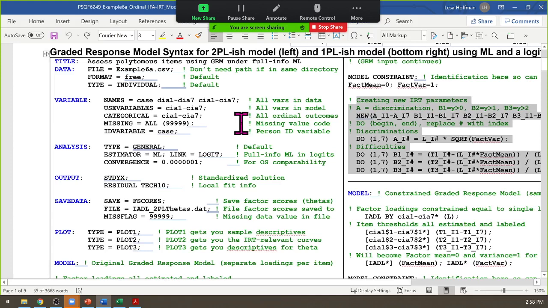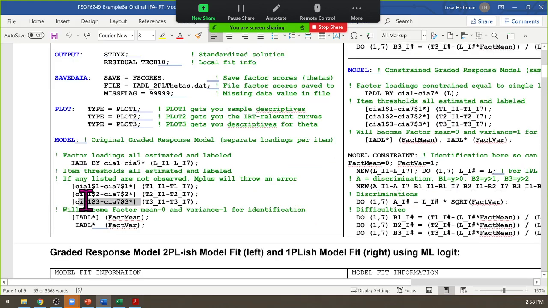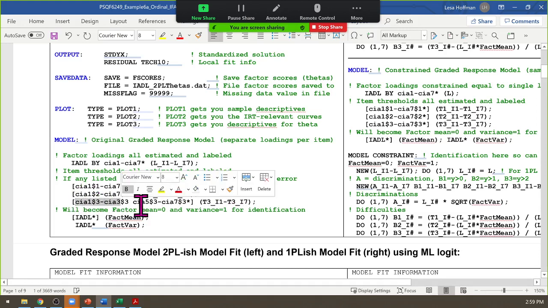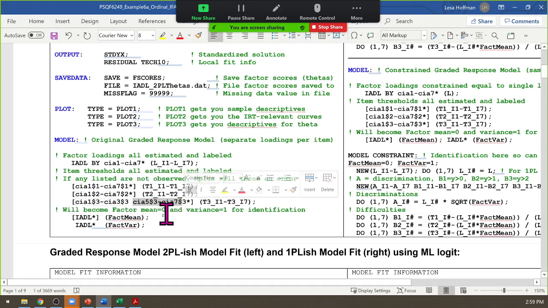So for instance, let's say that I was missing the last threshold for item 4, but I had it for all the others. Then what I would need to do is to shorten my list here to 3, and then 5 through 7. So this is items 1 to 3. This is items 5, 6, 7, skipping over 4. So if item 4 doesn't have one, I don't reference it.